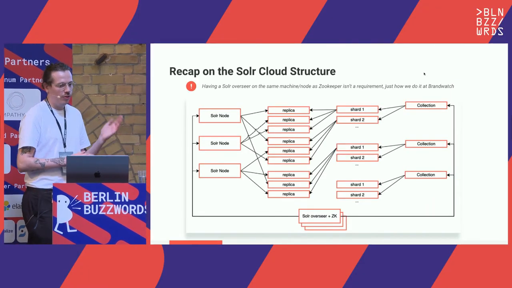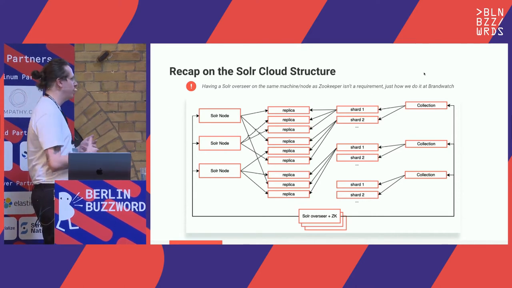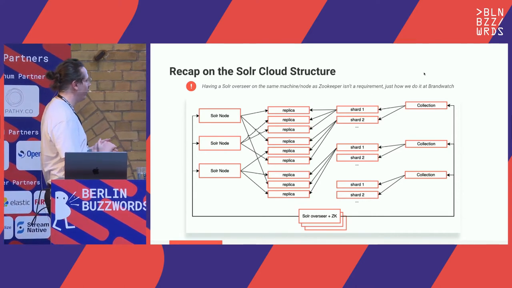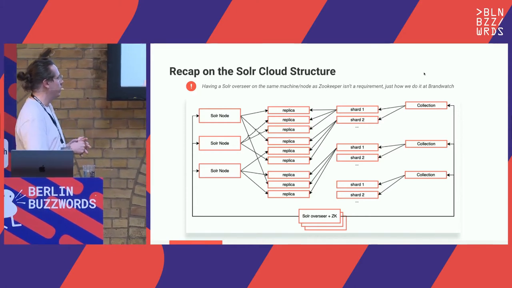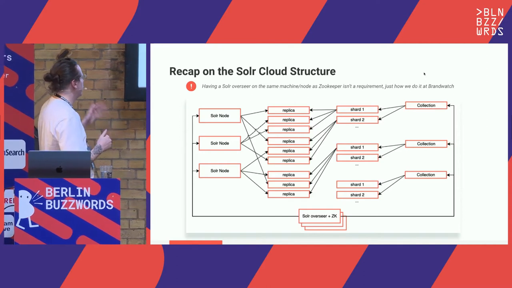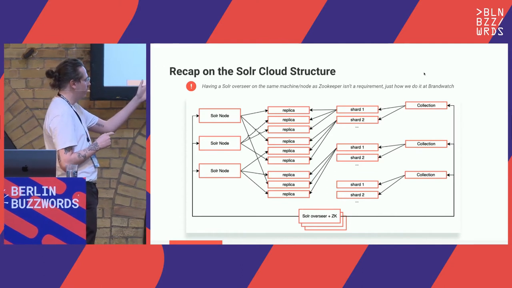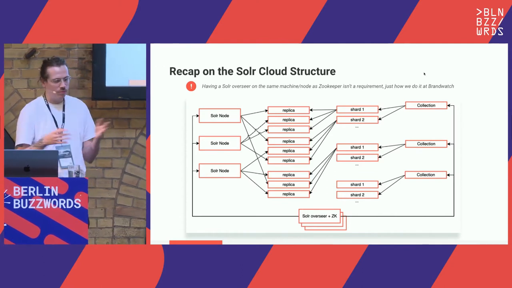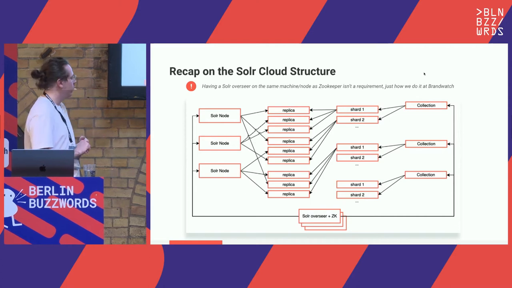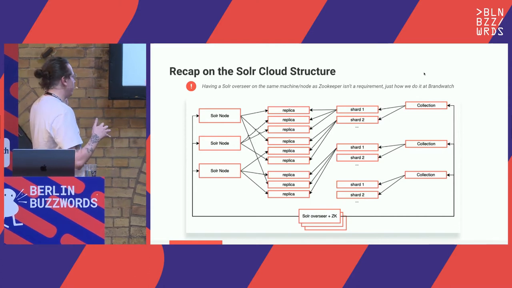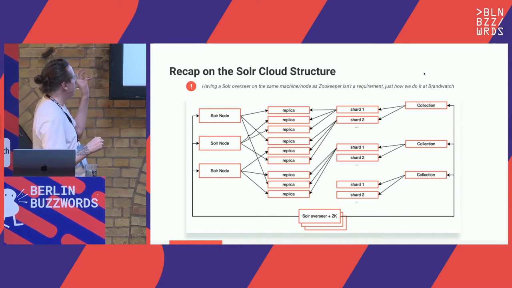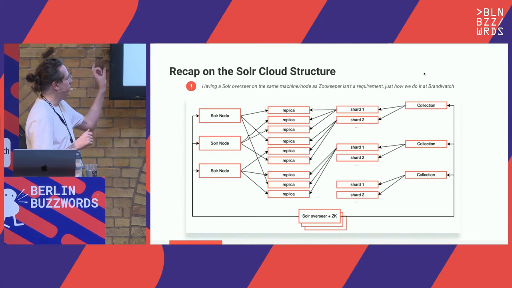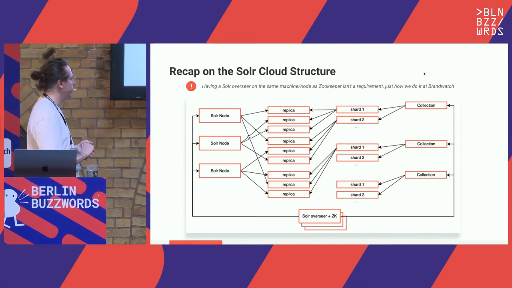To quickly recap on the Solr cloud structure for those who don't use it, this is quite a basic diagram, but you effectively have your ZooKeeper, which houses the core state of your cluster, which it collects from Solr nodes and collections. On the right-hand side, every collection is broken up into many shards, which is configurable by you. On the left-hand side, you have your Solr nodes, which are basically just instances of Solr running. These house what are called replicas, which are essentially just a copy of the shard data in that collection.